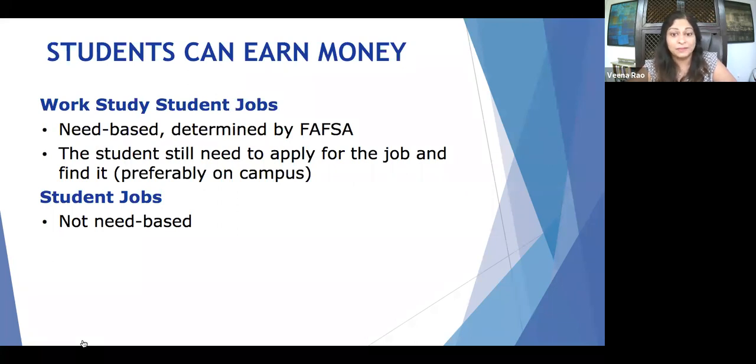But there are also jobs that students can get on campus that are not need-based jobs. Universities usually have tons of jobs available that students can apply for, because they would rather offer the students the opportunity to earn money. It's a great thing for students to be able to find things that are of interest to them while they're studying on campus as well.